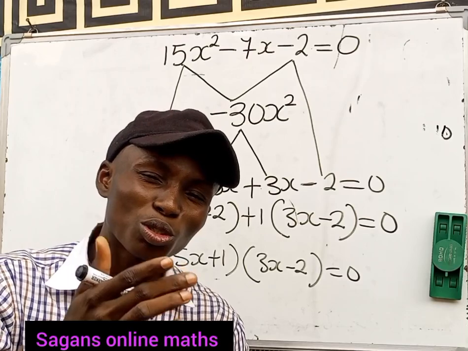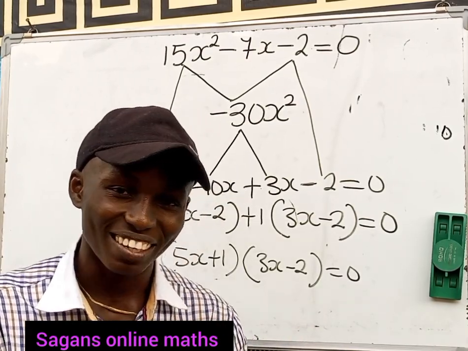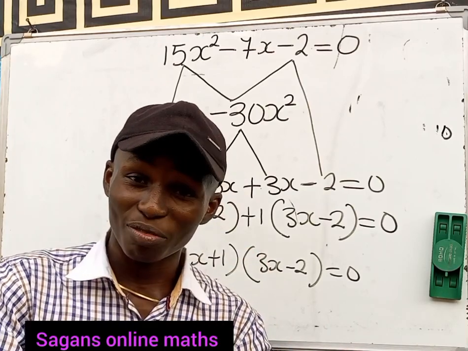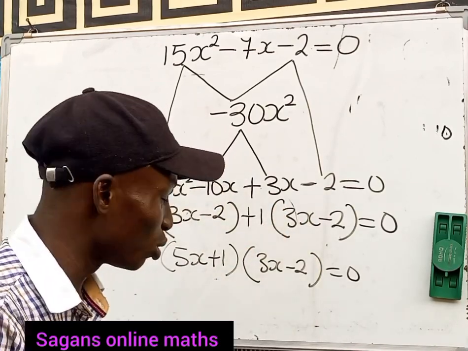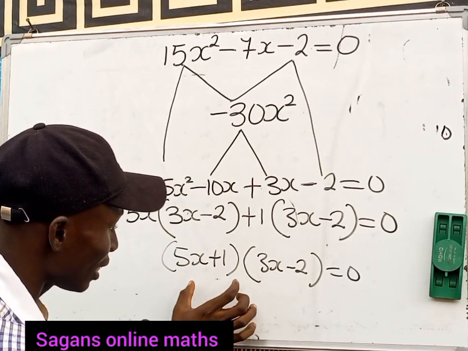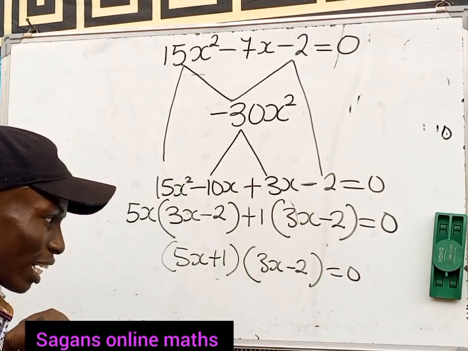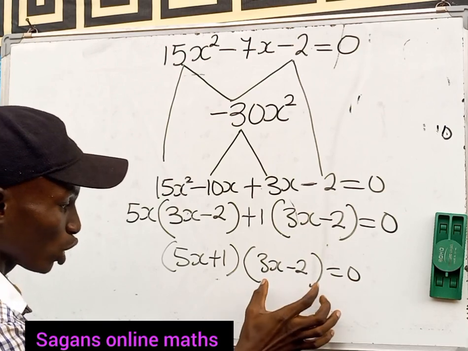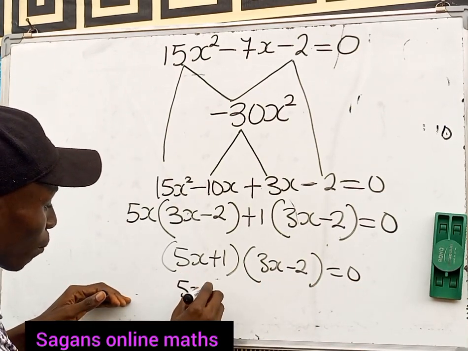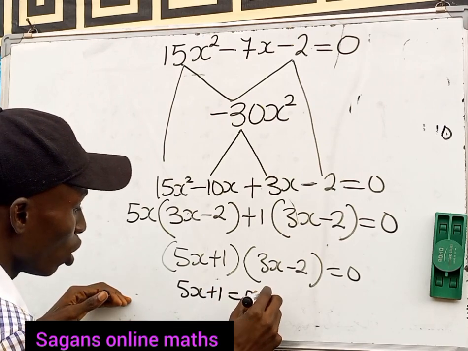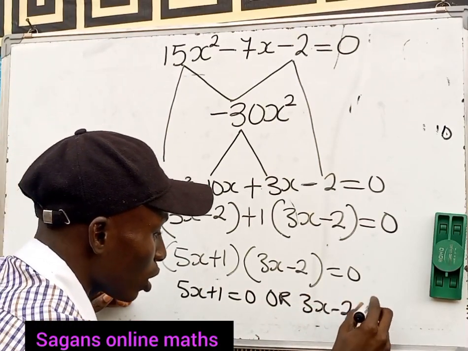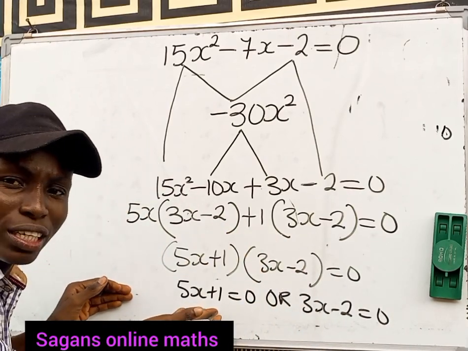So what are we going to do here? We are going to solve it respectively. What did I mean? We are going to solve each to find the value of s which can satisfy the equation. So if the product of these two quantities you are seeing here is equal to 0, it's telling us that either one of these is equal to 0 or this one is equal to 0. So you say that 5s plus 1 is equal to 0, or 3s minus 2 is equal to 0.